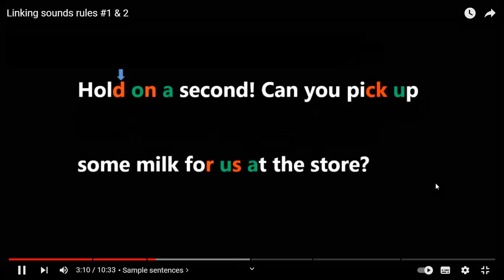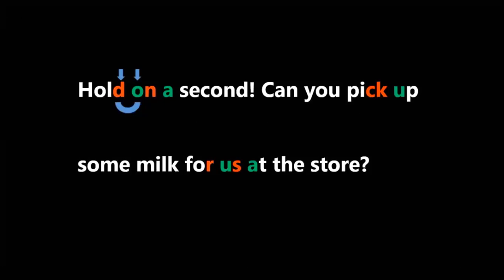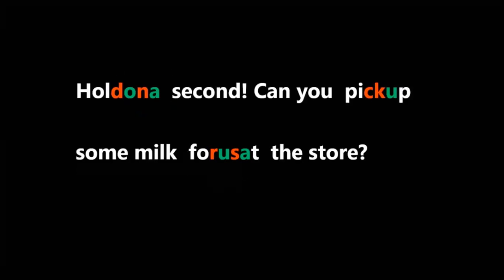Consonant and vowel blended. Hold on. Consonant and vowel blended. Anna. Consonant and vowel blended. Pick up. Consonant and vowel blended. For us. Consonant and vowel blended. Us at. For us at. If we write the sentence by pronunciation, we can change it like this. Hold on a second. Can you pick up some milk for us at the store?